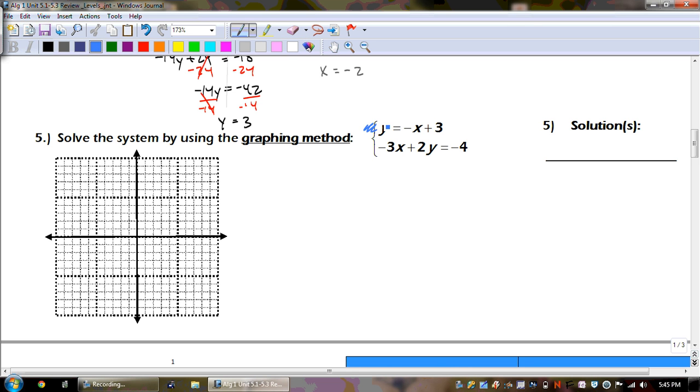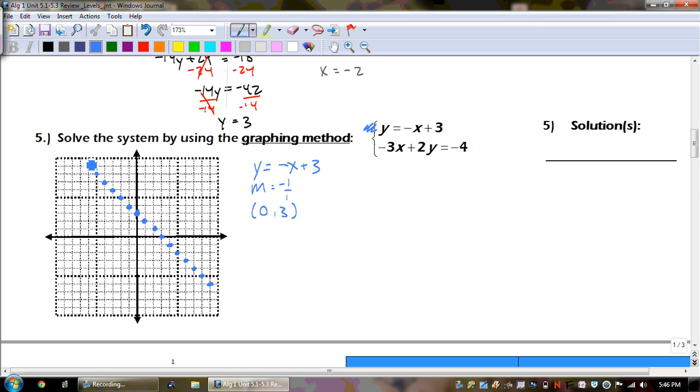Okay, so for my blue line, I'm just going to rewrite the equation right here. My slope is negative 1 over 1, and my y-intercept is (0, 3). So I'm going to start at (0, 3), and I know that I need to go down 1 over 1, down 1 over 1, and I don't know where the lines are going to intersect. So I have to make sure to do all of these points and then draw a nice straight line.